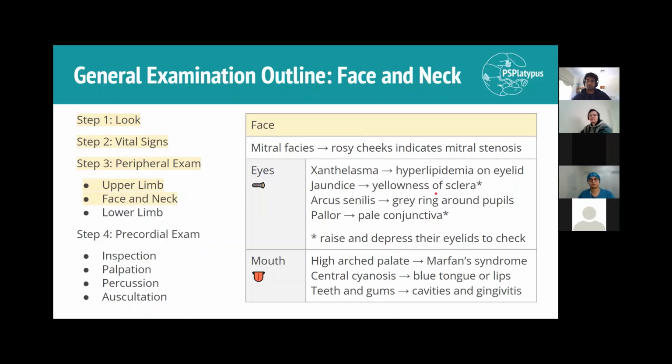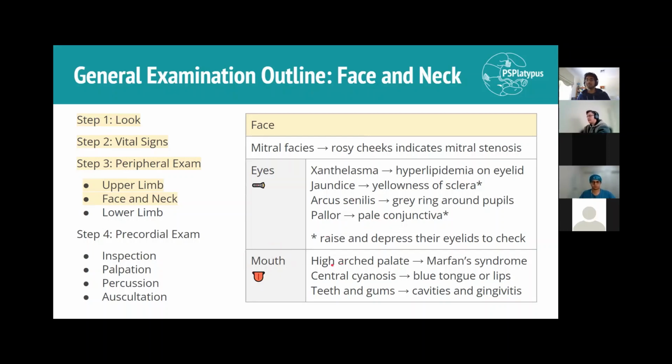Jaundice: if you pull the eyelids up and ask them to look down so you can see the sclera, you might notice yellowness, or it might be apparent even if you don't do that maneuver, and that's an early sign of jaundice. Arcus senilis is a gray ring around the pupils. From what I'm aware, I think it can be just age-related. I'm not really sure how that links too much to cardiac pathology, but I believe it's just something important to look at. If you can see gray rings around the pupils, that's positive for arcus senilis. And pallor: if you depress their eyelids, get them to look up maybe, and you look at the bottoms of the eyelids, then you might notice a pale conjunctiva, again, an early sign of anemia.